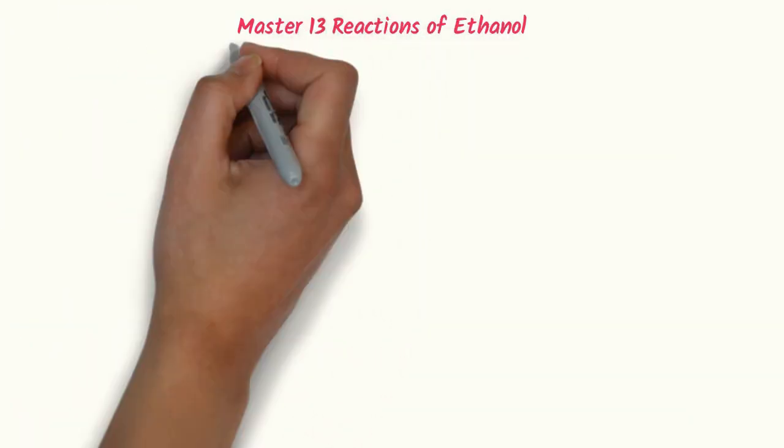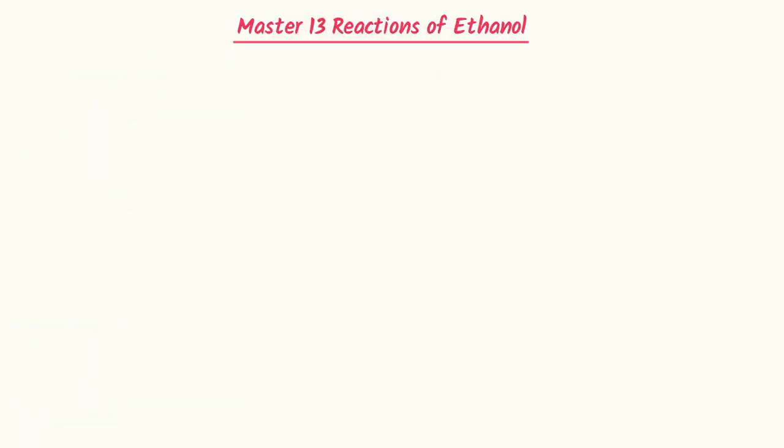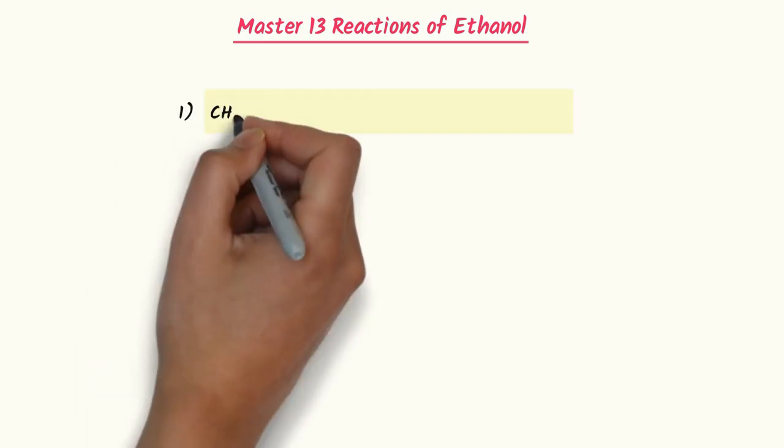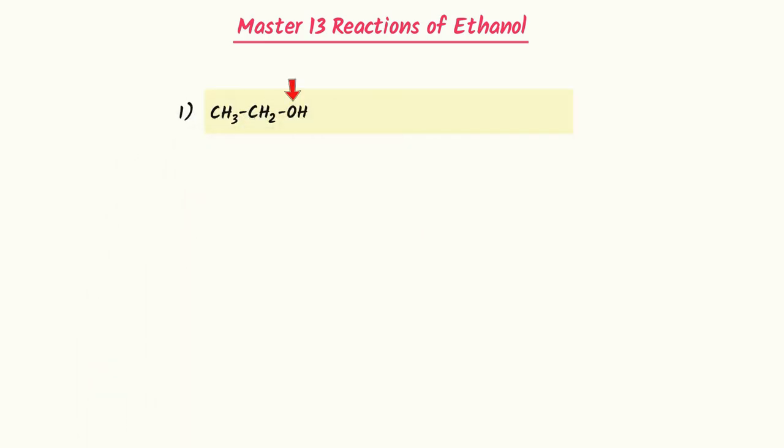Now we are going to master all 13 reactions of ethanol in one go. First of all, look at our hero on the board, ethanol, C2H5OH. Everything starts with oxygen. Oxygen is very electronegative. It acts like a thief and pulls the shared electrons towards itself. As a result, oxygen gets a partial negative charge, while the carbon attached to it is losing its electrons, so carbon gets a partial positive charge. This carbon is an electrophile. It is electron poor and hungry for a partner.